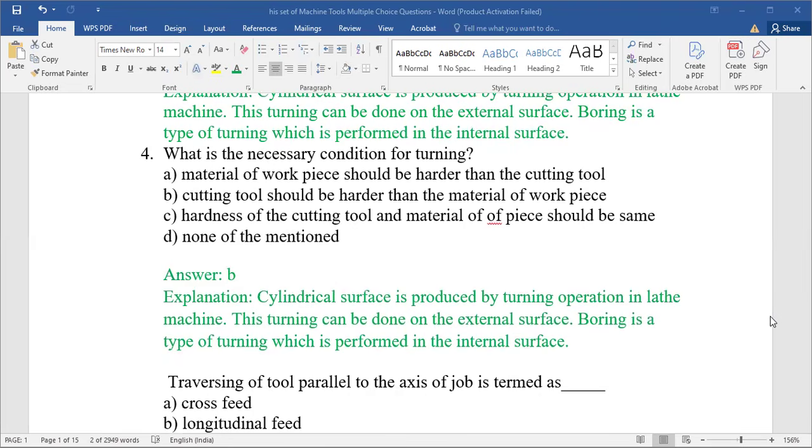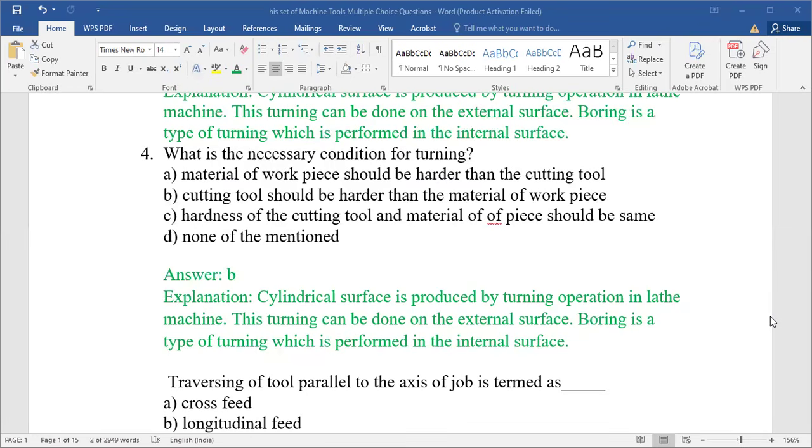Cutting tool should be harder than the material of workpiece. Hardness of the cutting tool and material of the workpiece should be the same. None of the mentioned. The B is the correct answer. Cutting tool should be harder than the material of workpiece. Suppose the cutting tool material is HSS and the workpiece is mild steel. Always, more quality should be maintained in the cutting tool than the workpiece.